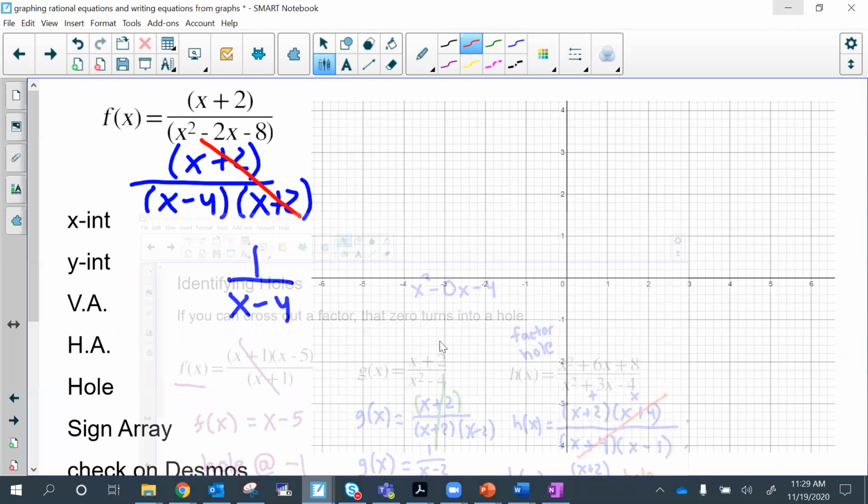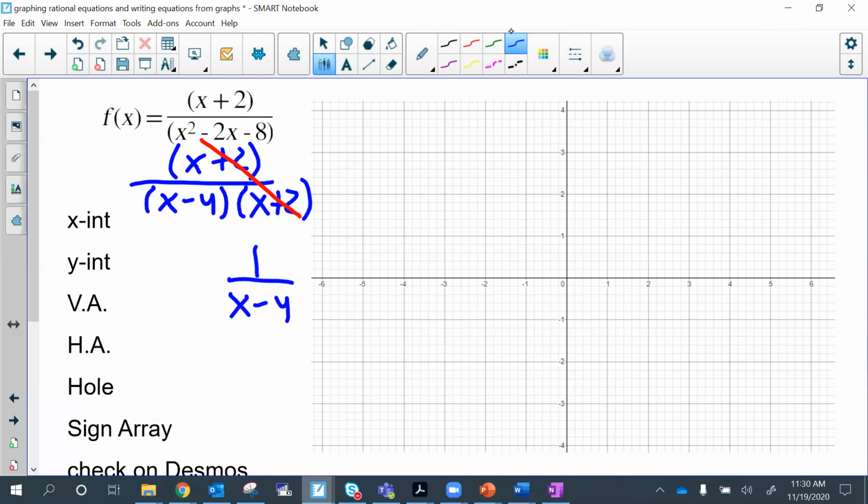So looking at this one, I crossed out the x plus 2's. So where will the hole be at? So then the hole will be at -2? Yes, and I'm going to show you how to find that here.